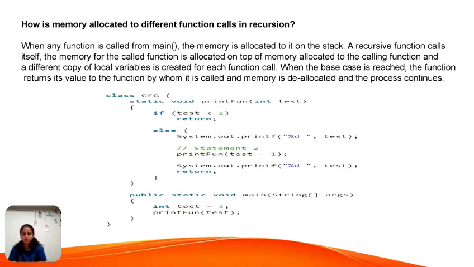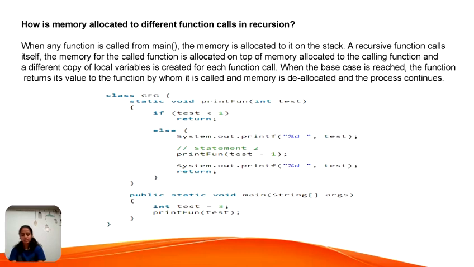This is an example for using different function calls in recursion. In this example, we have a class called GFG. Inside the class, there's a static method called printFunction that takes an integer parameter called test. The printFunction method is a recursive method that prints a sequence of numbers in a specific pattern. Firstly, if the value of test is less than 1, the method returns and the recursion stops. If the value of test is greater than or equal to 1, the method executes the following steps.